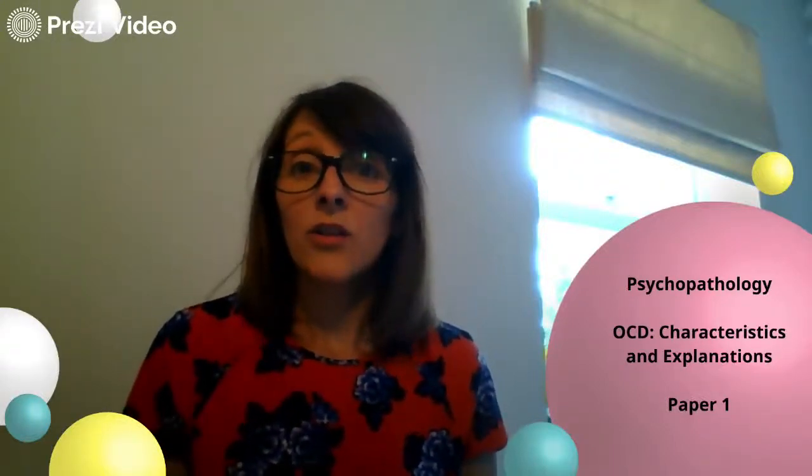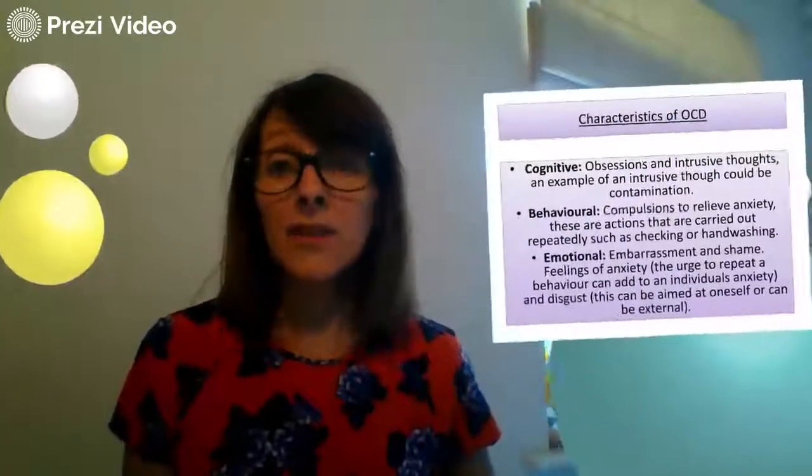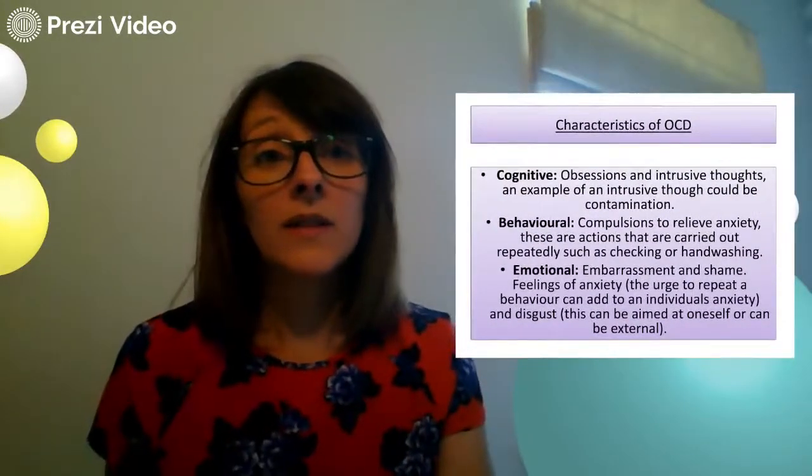So this is the next psychopathology lesson. We're looking at OCD, characteristics and explanations for this. It's on paper 1 along with memory, social and attachment. Characteristics of OCD is where we'll start.